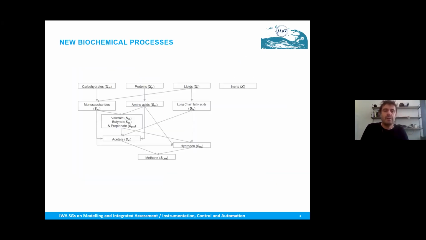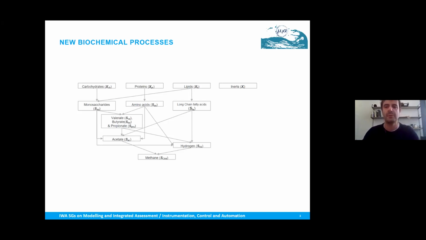So about biochemical processes. This has been presented several times today. This is the general schematic of the ADM1. On top, we have the particulate material: carbs, proteins, lipids, and inerts. And then these are hydrolyzed into monosaccharides, amino acids, and long-chain fatty acids. And then we have production of different types of VFAs and hydrogen through the acidogenesis and acetogenesis reactions, to finally have methane through acetoclastic or hydrogenotrophic methanogenesis.